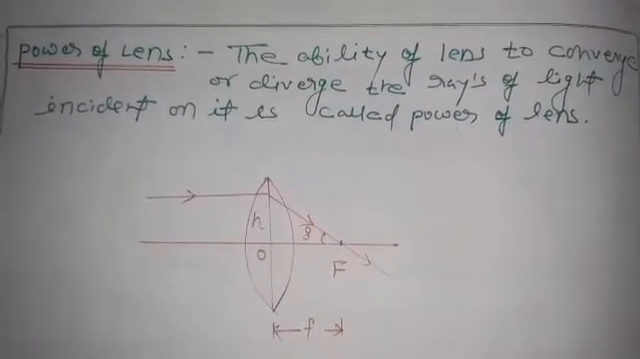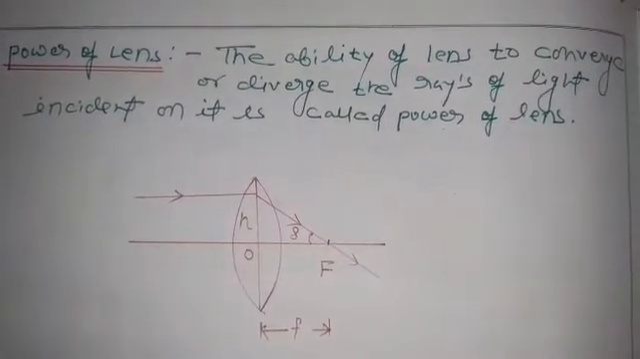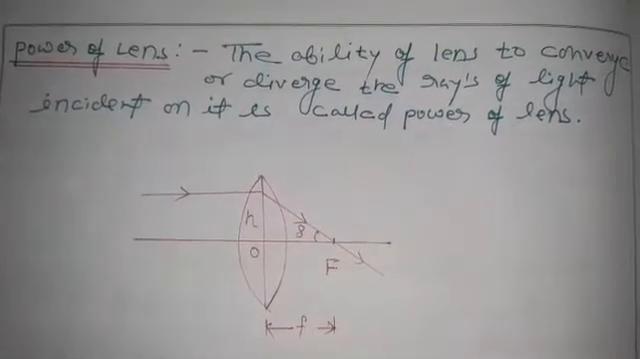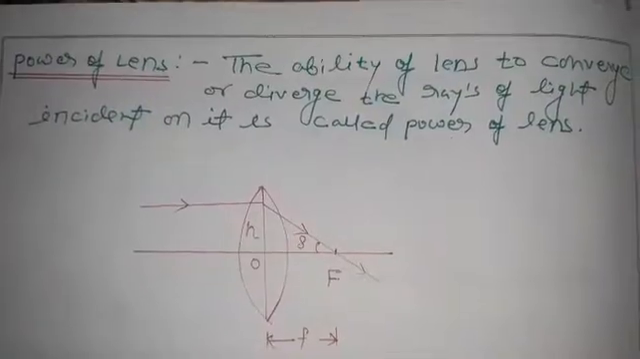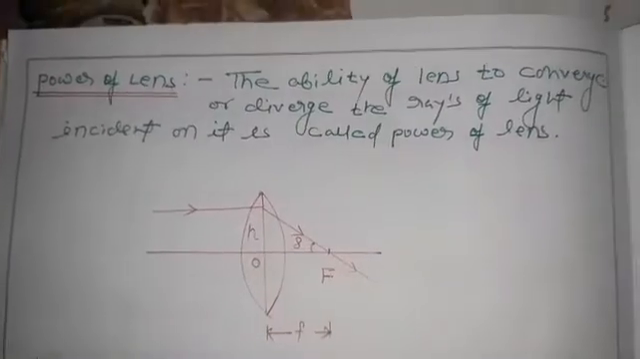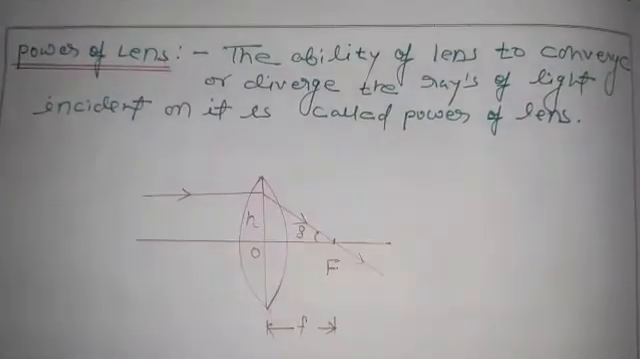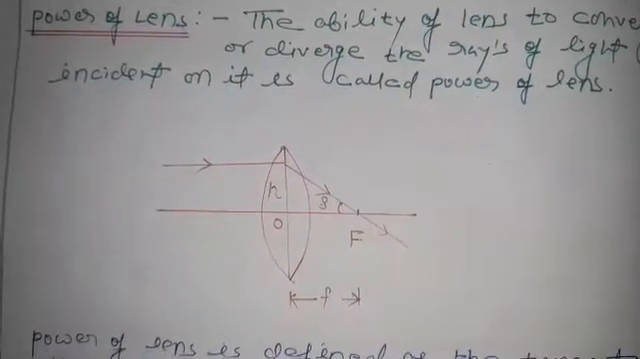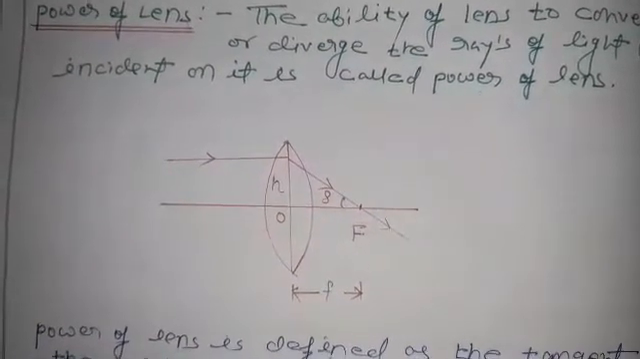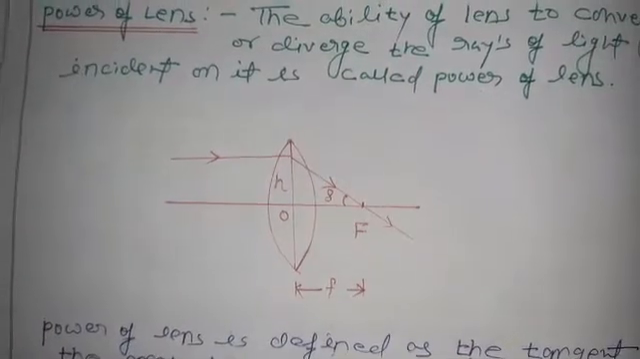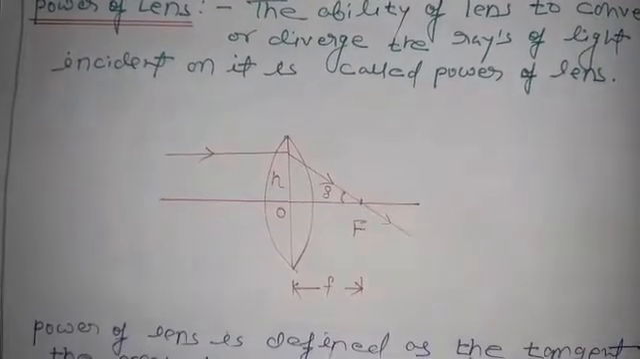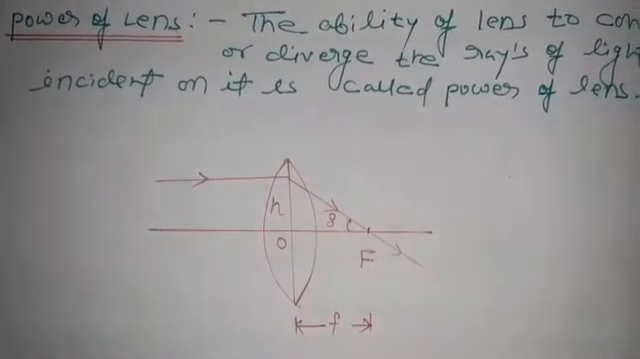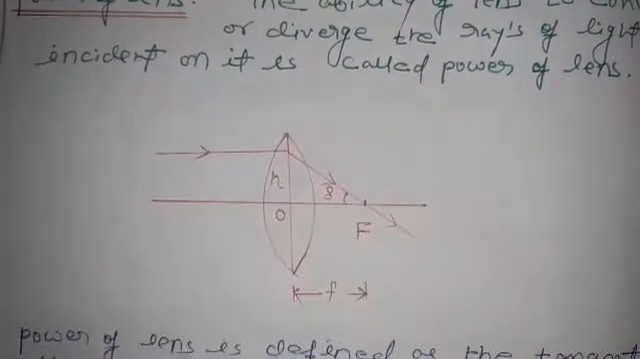Okay students, our next topic is the power of lens. What is the power of lens? The ability of a lens to converge or diverge the rays of light incident on it is called the power of lens. This is the theoretical definition, but mathematically it is defined as the tangent of the angle by which it converges or diverges a beam of light falling at unit distance from the optical center.